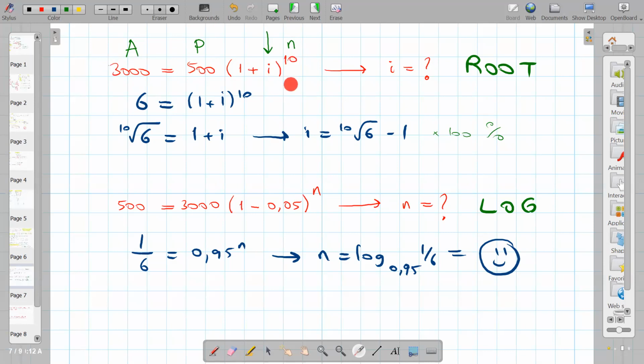Now, and it's compound interest, by the way. As you can see, it's compound interest rate. So this is the one, it's not straight line.